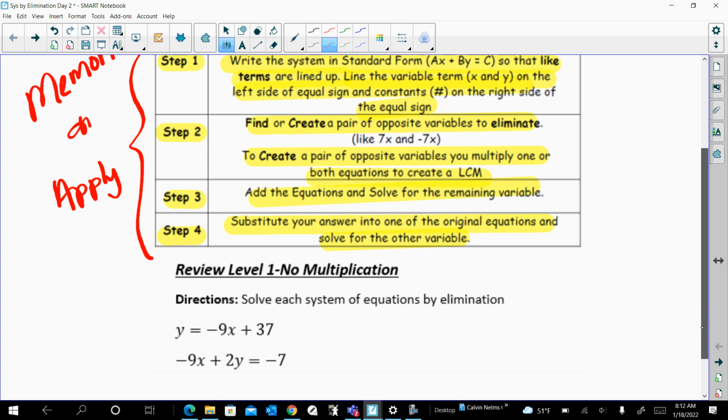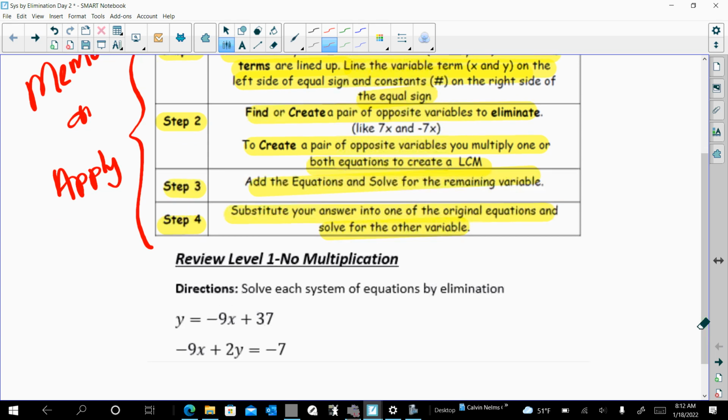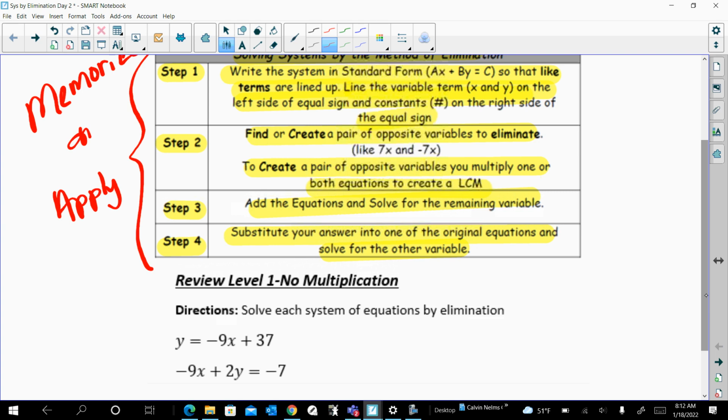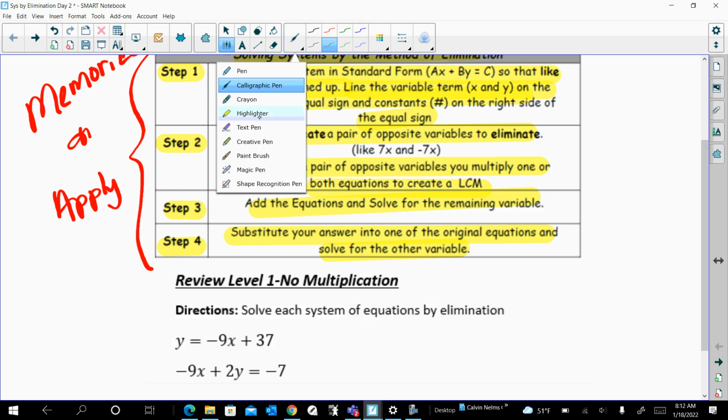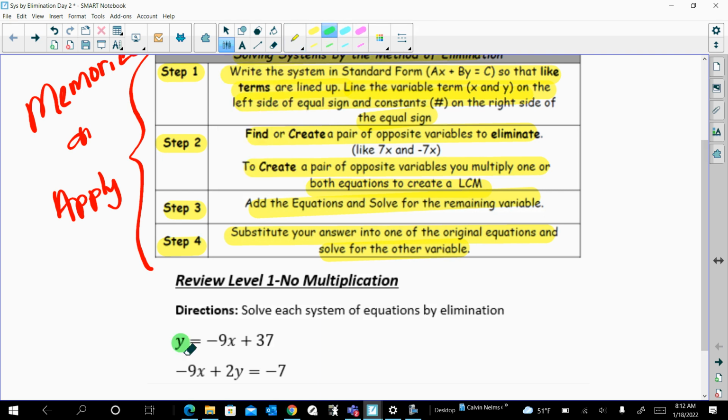So the first one is review. So review level 1, no multiplication is needed. All right. But if we apply step 1, it says that we want to write the system in standard form so that the like terms are lined up. Okay. Line the variable terms x and y on the left side and your constant, your number, on the right side. So if I look right now, are these like terms lined up right here? No. Okay, so that means you have to rewrite it.